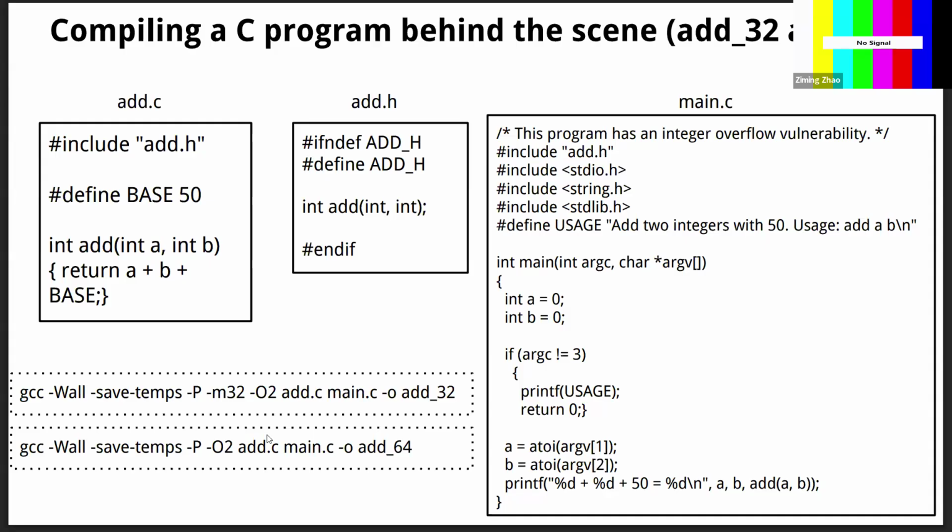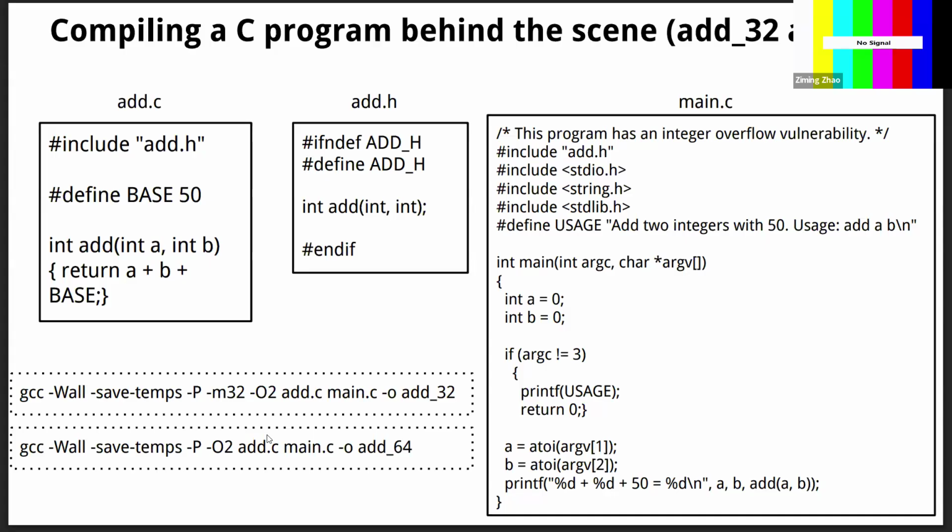Then we check how many command line arguments there are. If the arguments are not 3, we just print out usage. This is a macro, which is basically a string. Add 2 integers with 50, and it shows how you use this. Right? Then it returns. So if the argument count is not 3, it will return. It will not keep executing.